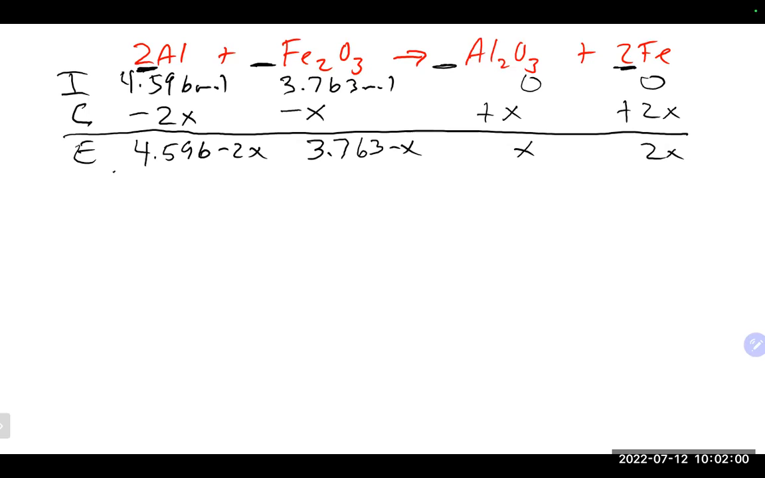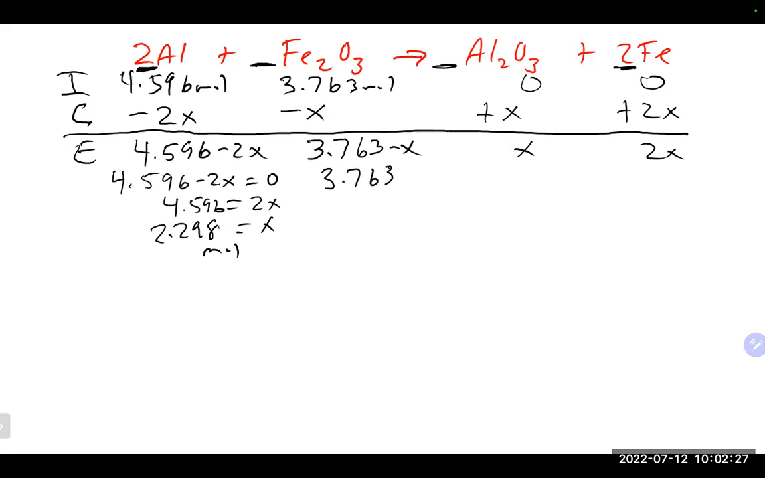So this would give me 4.596 minus 2x is equal to 0. Basically gives me 2x is 4.596, which gives me an x of 2.298. And those would be moles. We're going to do the same thing to this guy, which is pretty straightforward. This is 3.763 minus x is equal to 0. That means x is equal to 3.763.